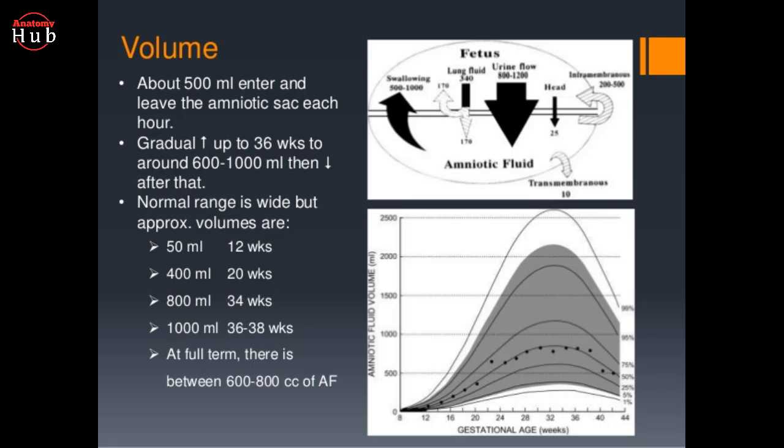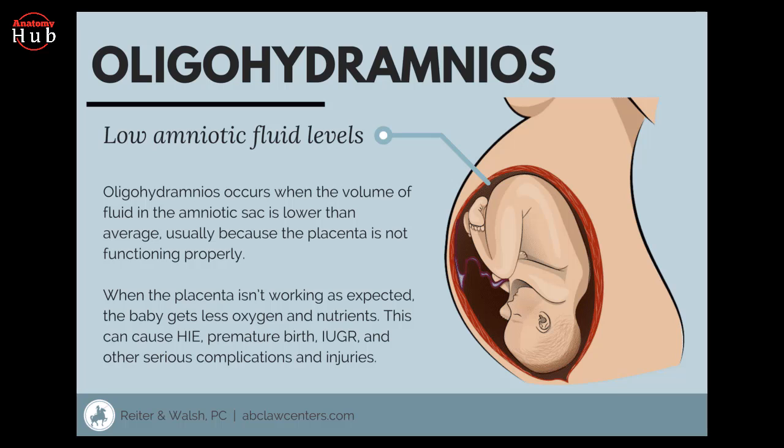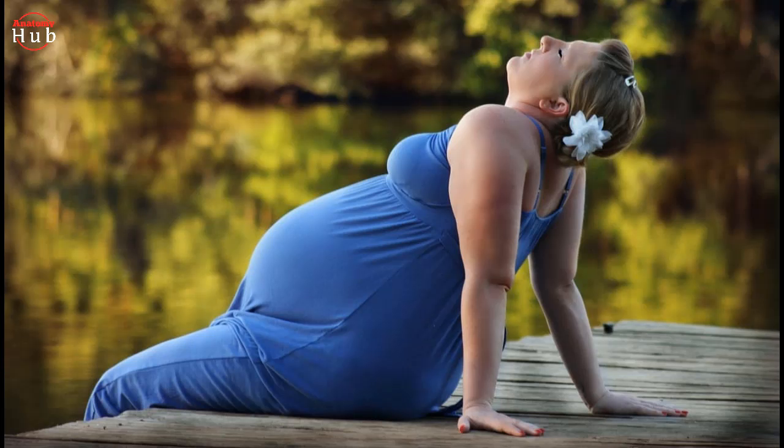The volume of the amniotic fluid at 10 weeks is 30 ml, at 20 weeks it is 350 ml, and at 37 weeks it is 1000 ml. Less than 400 ml in the third trimester is called oligohydramnios. More than 2000 ml is referred to as polyhydramnios.